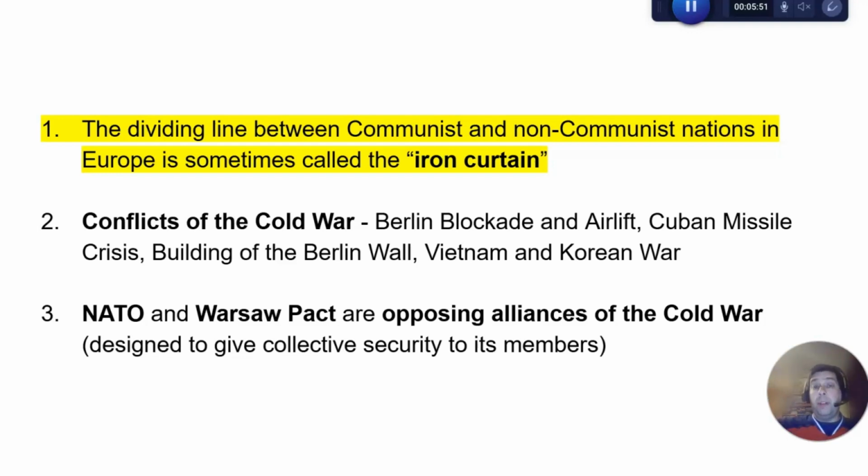The Berlin Wall is a symbol of that, but Churchill gives his speech years and years before the Berlin Wall goes up. So don't confuse them as the same thing. They are not. The Iron Curtain is all of Europe. The Berlin Wall just separates Berlin.